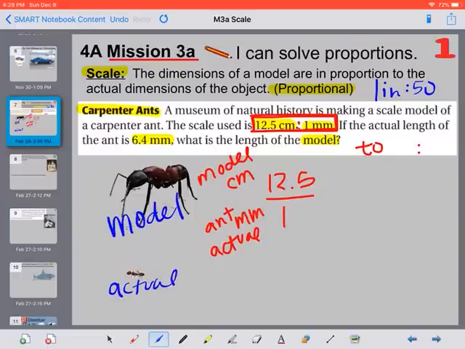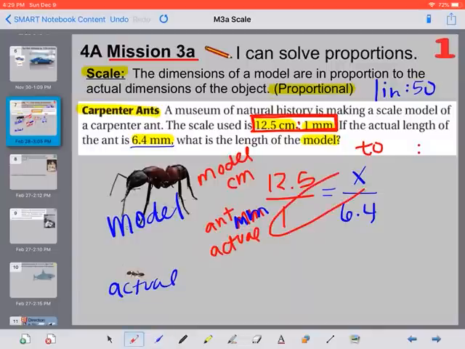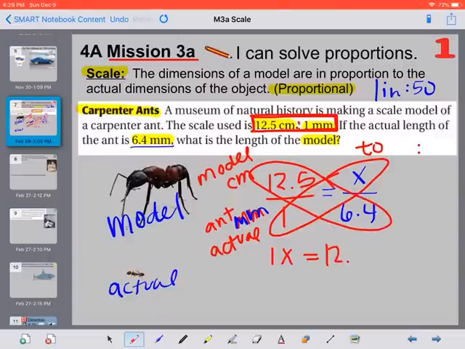It's huge. So when we set up our proportion, they want to know if the actual length is 6.4 millimeters. Again, millimeters are on the bottom, 6.4. They want to know how big would that be in real life. How big are we supposed to make this model of the ant? So we're going to cross multiply to solve. 1 times x is just 1x. Set it equal to the other cross, 12.5 multiplied by 6.4.